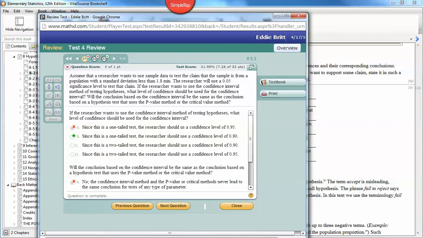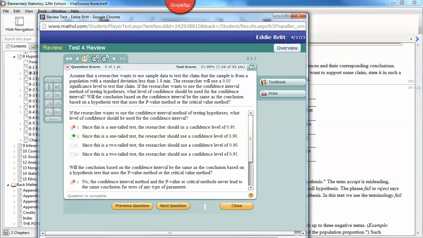Number 31. Assume that a researcher wants to use sample data to test a claim that the sample data is from a population with a standard deviation less than 1.8 minutes. The researcher will use a 0.05 significance level to test that claim. If a researcher wants to use a confidence interval method of testing hypothesis, what level of confidence should be used for the confidence interval? Will the conclusion based on the confidence interval be the same as the conclusion based on the hypothesis test that uses p-value method or critical value method?